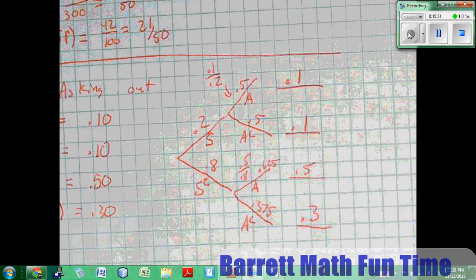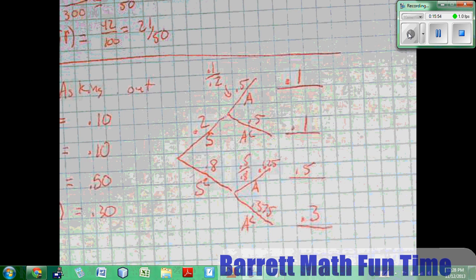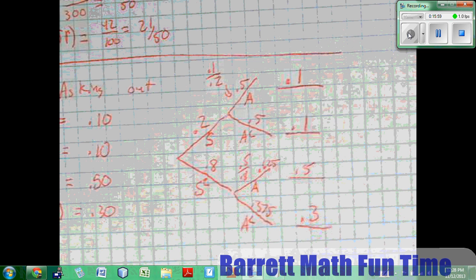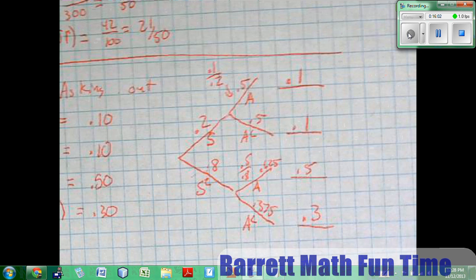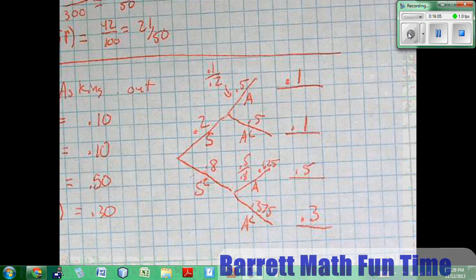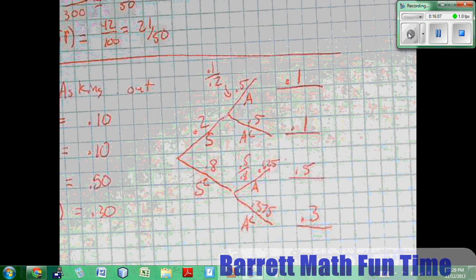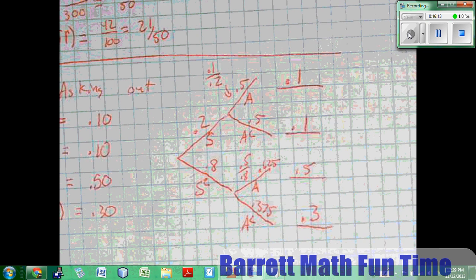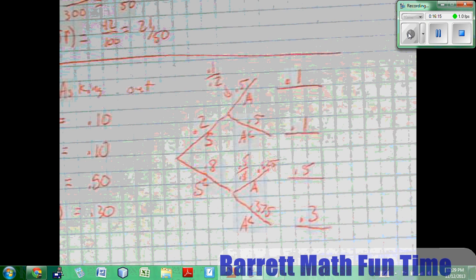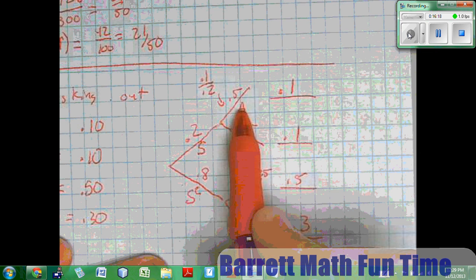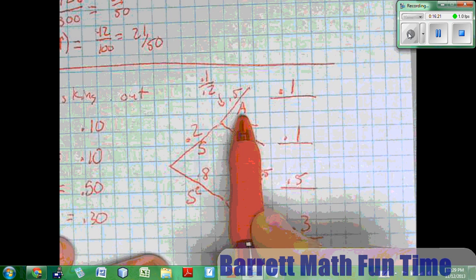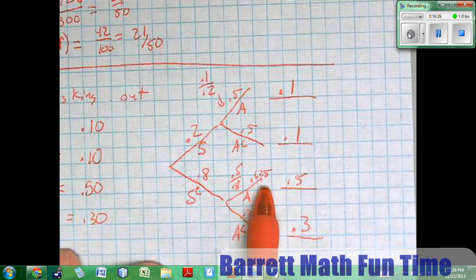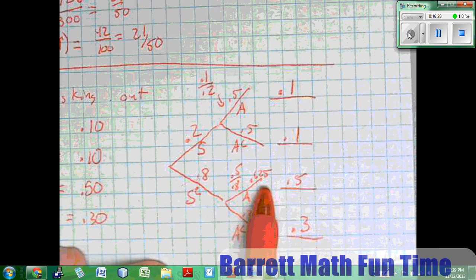So the question is, is sneezing independent from the answer you get? Does knowing that you sneezed help me determine what kind of answer you're going to get? If you sneeze, there's a 50% chance that she says yes. If you don't sneeze, there's a 62.5% chance she says yes. So these are not independent.